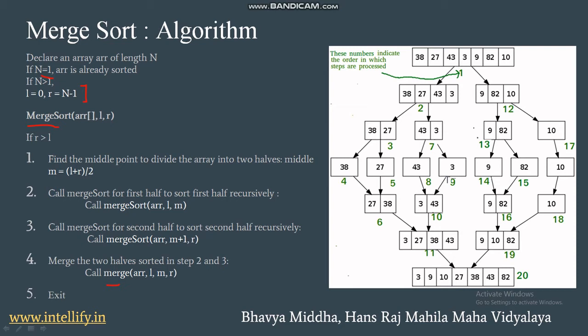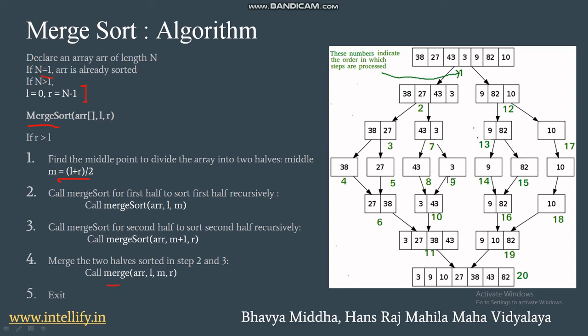If R is greater than L, then we find the middle point to divide the array into two halves. This is the formula for the same. The middle point is calculated as the sum of L and R divided by 2. Then in steps 2 and 3, we create temporary arrays, and we also make recursive calls till L is less than R. In step 4, we merge the two halves using the merge function, and then we exit.